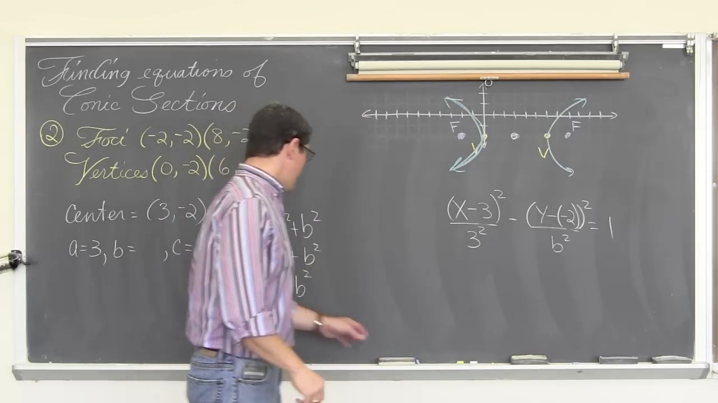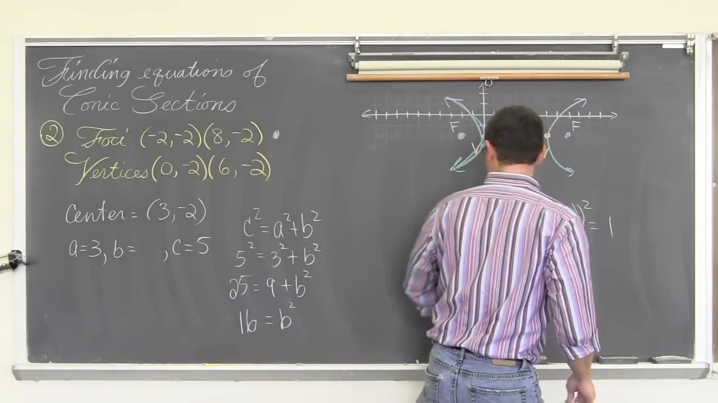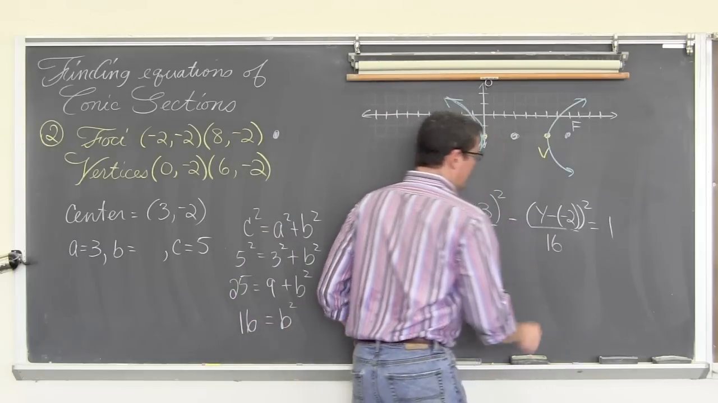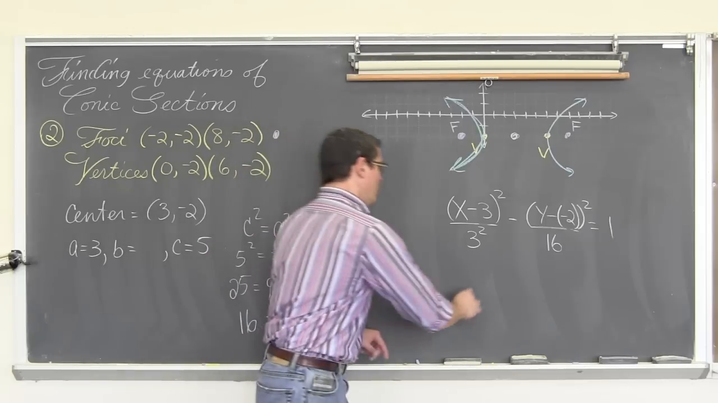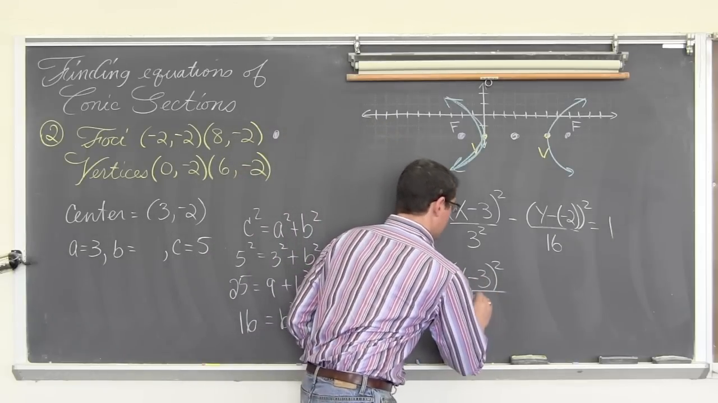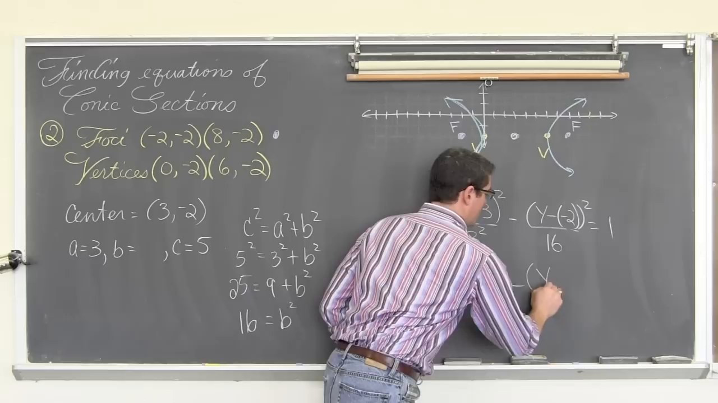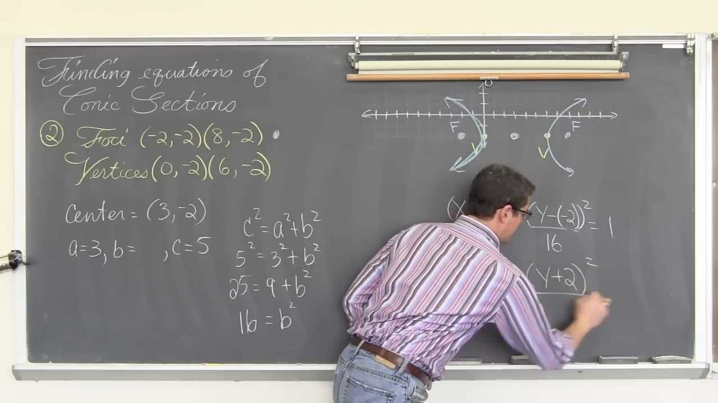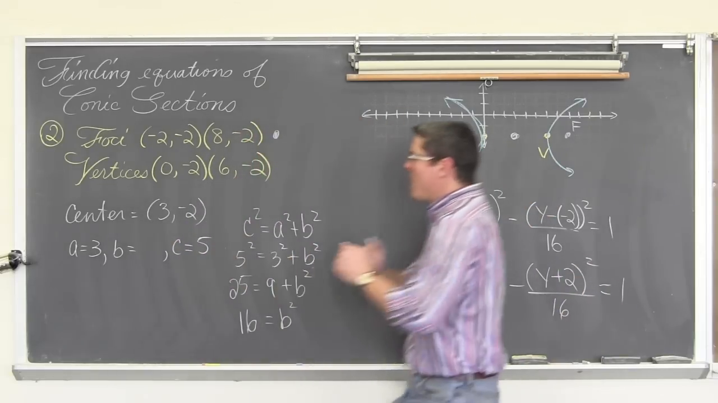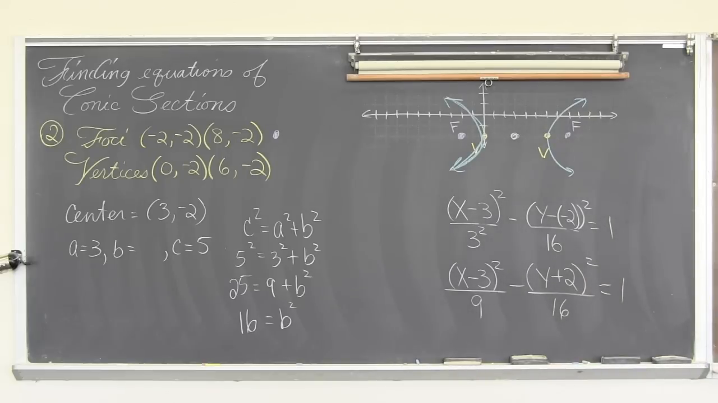So my b value actually is the same thing, but my a value is not. So b squared is equal to 16. If we clean this up a little bit, we've got x minus 3 squared over 9 minus y plus 2 squared over 16. And we've got the equation of the hyperbola. Next example.